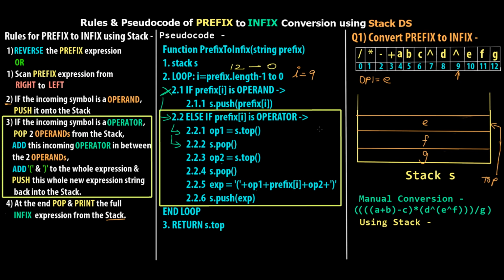When we say s dot pop, we simply mean that we remove the top of the stack. So E is thrown outside the stack. Let me just erase this out. And now the new top of the stack is obviously F, right?